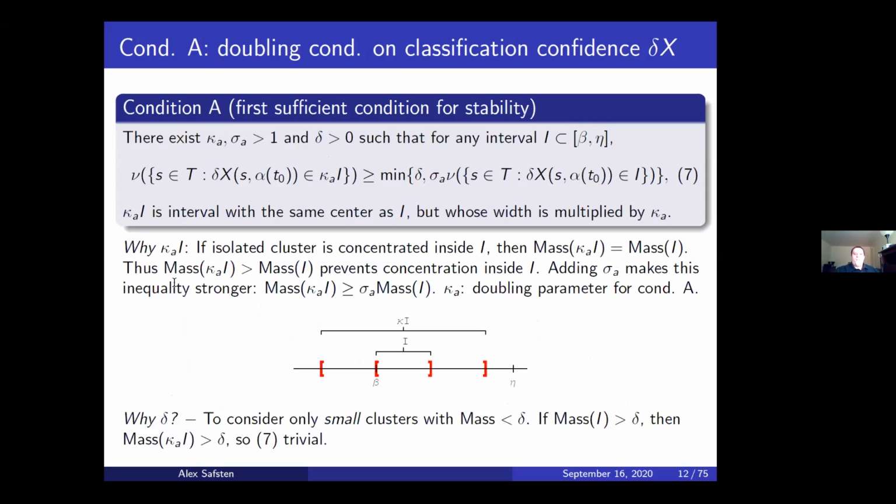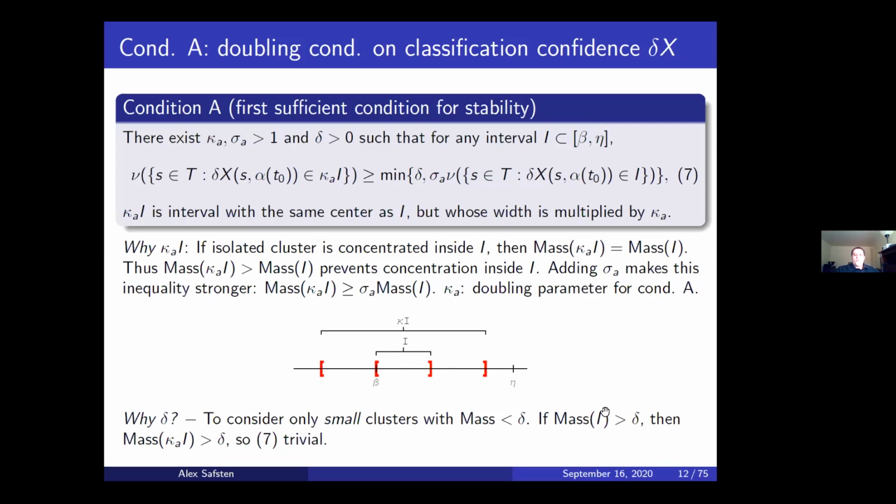We will assert that there exist kappa A and sigma A greater than 1 and delta greater than 0, so that the mass of those objects from the training set, so that delta x is inside of the expanded interval kappa I, is bigger than either delta or sigma A times the mass of objects, so that delta x is inside of the smaller interval I. So you can look at the picture below. We have I, and then we have the expanded interval kappa I. And we would like there to be more objects inside the expanded interval than inside the small interval.